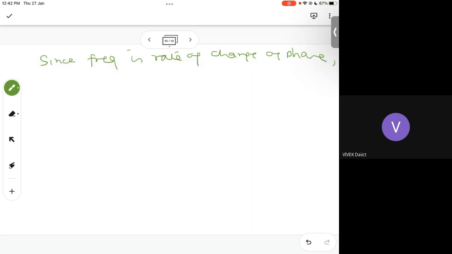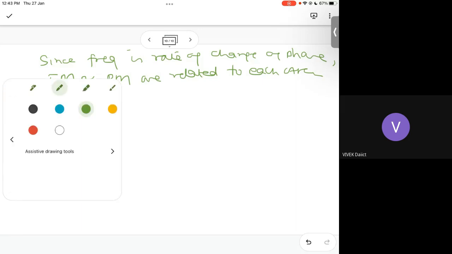FM and PM are related to each other. That's why we normally use one of these modulations. We have AM radio and FM radio, but we don't have PM radio, because frequency is related to phase simply by the rate of change of phase, which we'll discuss later when we talk about phase modulation. So let's understand the mathematical concept of amplitude modulation.